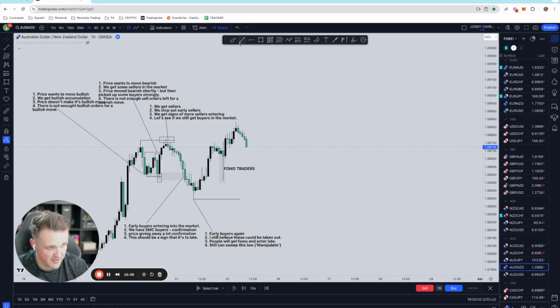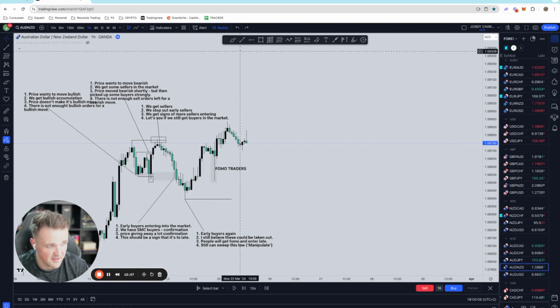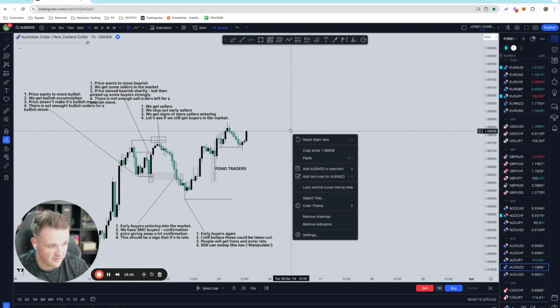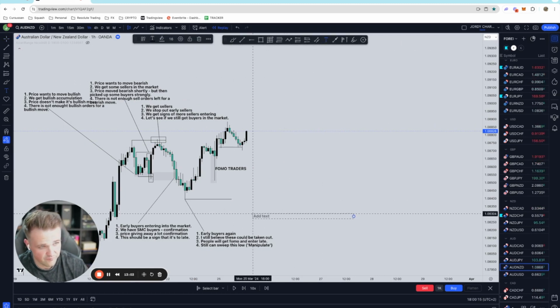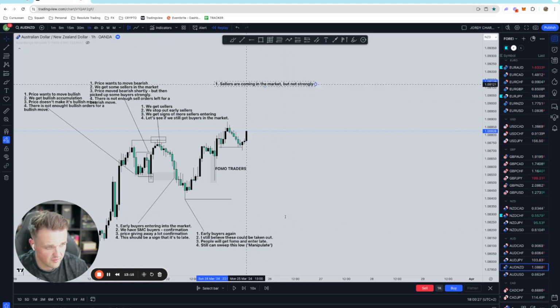So what is happening here at the top? We have some sellers, they get taken out. It's not enough for me to take a short. It's a bit empty. Here you can see the same game. So I'm not going to write it out. Let's put a text slide here. So we have the same here. Sellers are coming in the market, but not strongly. So this is here.